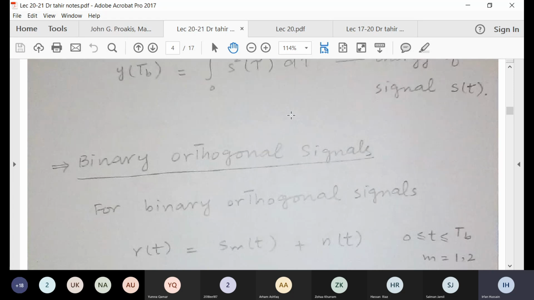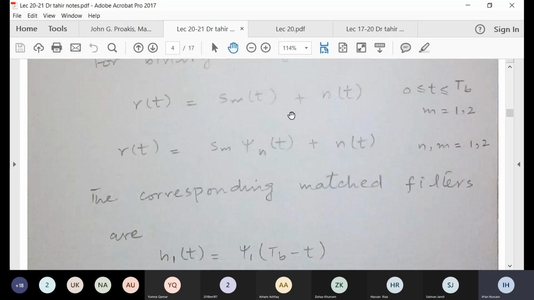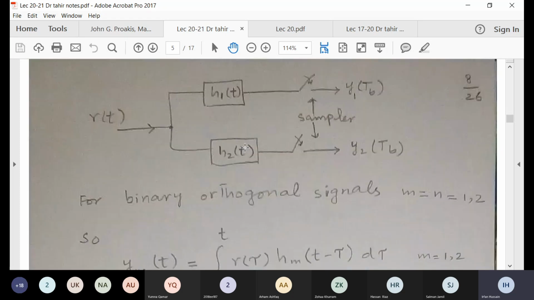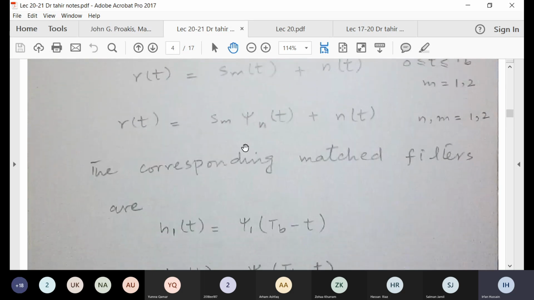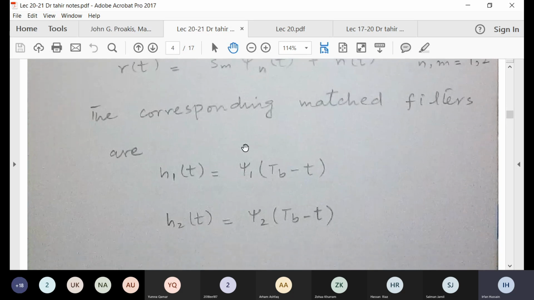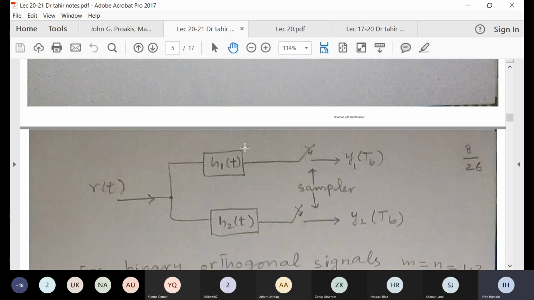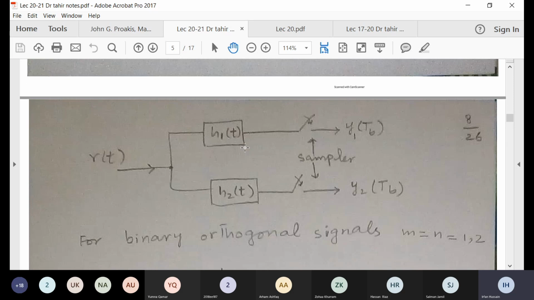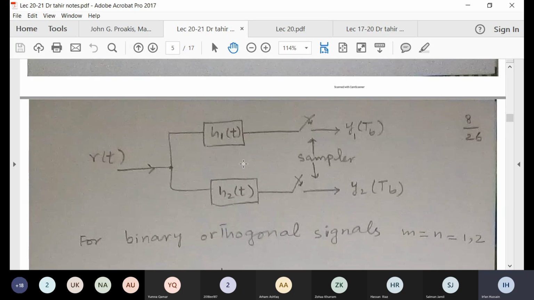Alright, so let us apply the matched filter for the binary orthogonal signals. So again, for binary orthogonal, we have seen this will be there. We have this type, and we have already seen this will be 1 or 1. You can say it only matches to one orthonormal function. The other one also matches to the other orthonormal function. So now you will have two matched filters. One will be with respect to psi1, another will be with respect to psi2, and same values of tb minus t with respect to time. We will have two samplers, and you can see their figures.